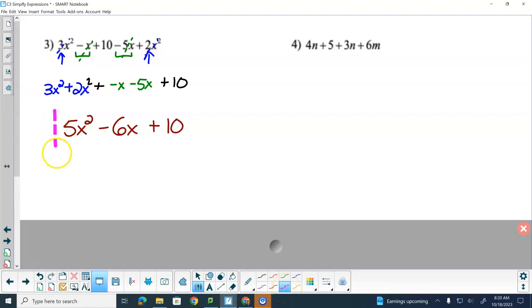How is that simplified? Yeah, because the x's, there's 2 x's though, right? But are they the same? Why not? Because one of them's squared and one of them's not? Yep, so they have different exponents.